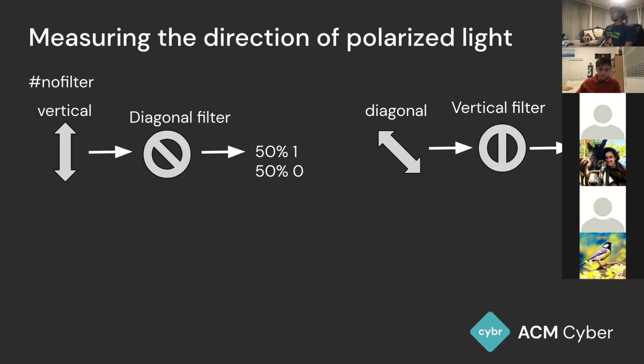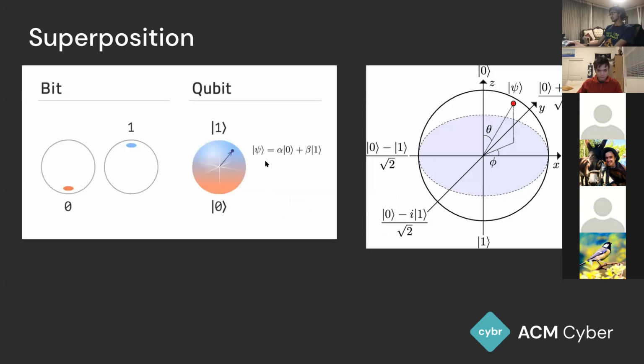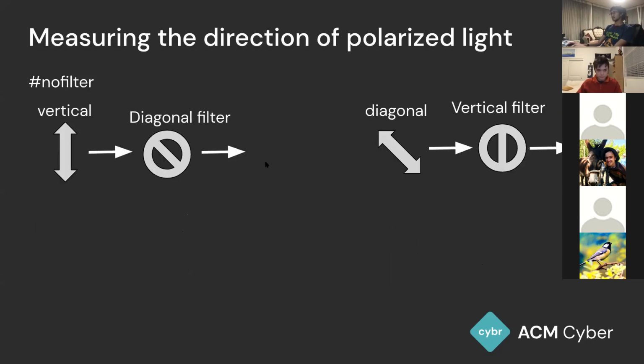So remember, I mentioned the concept of superposition earlier. That is exactly what's happening when you are measuring vertical light with a diagonal filter, for example. It can be treated as if the vertical light is in a superposition of being left diagonal and right diagonal. So putting it through the diagonal filter makes a measurement on the photon of light, collapsing it to either diagonal left or diagonal right.